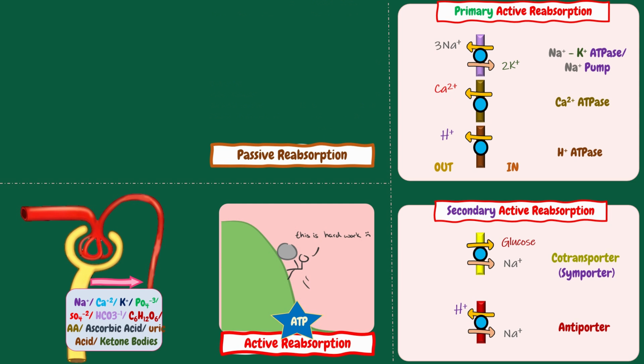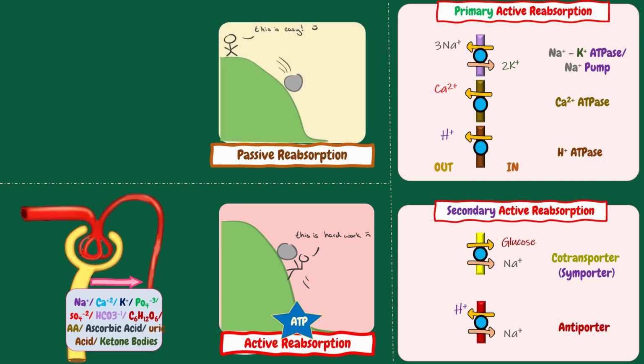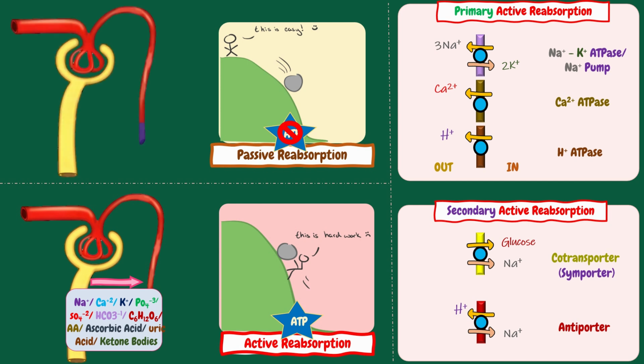Second type of reabsorption is the passive reabsorption. Passive reabsorption is the movement of molecules along the electrochemical gradient or downhill movement. As you can see, a man throwing stone down the hill. So this process does not need energy. Substances reabsorbed passively are chloride, urea, and water.